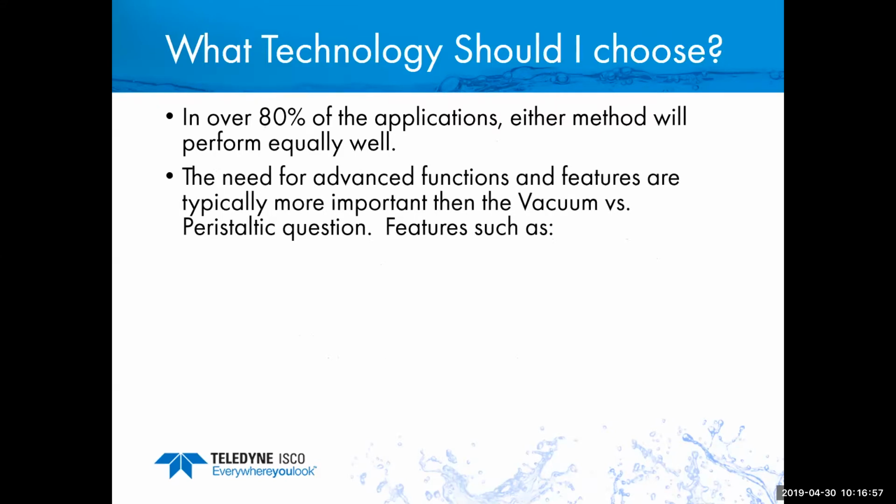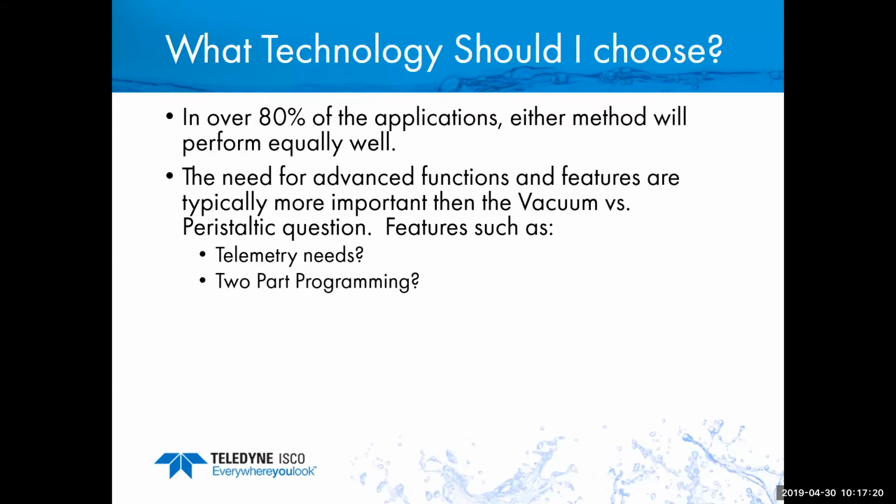The need for advanced functions and features usually is more of a deciding factor than the importance of vacuum versus peristaltic. Features such as telemetry needs, a modem if you want to access the unit remotely, or if you want to actually call it and say start sampling, that kind of stuff.